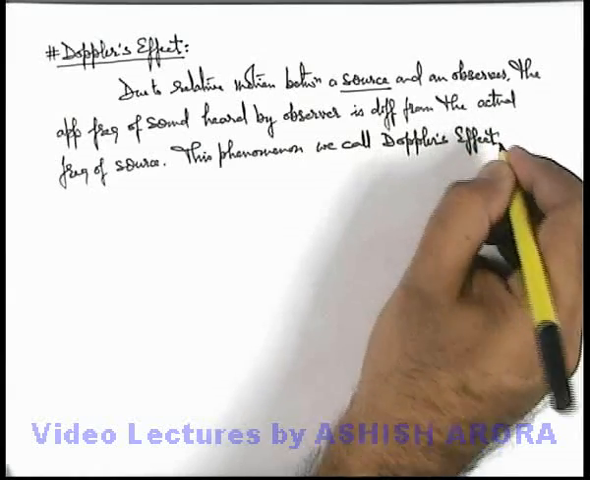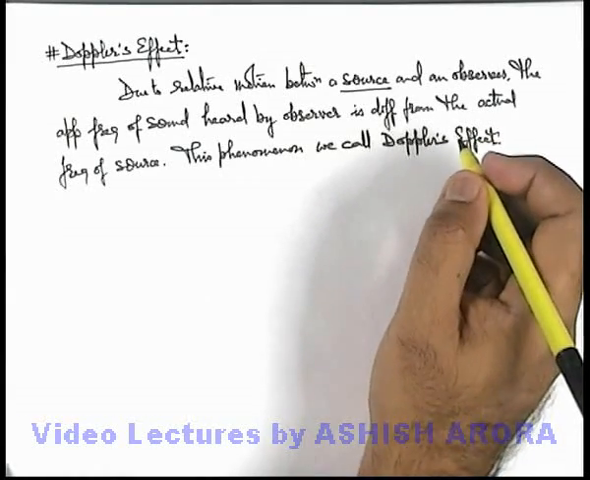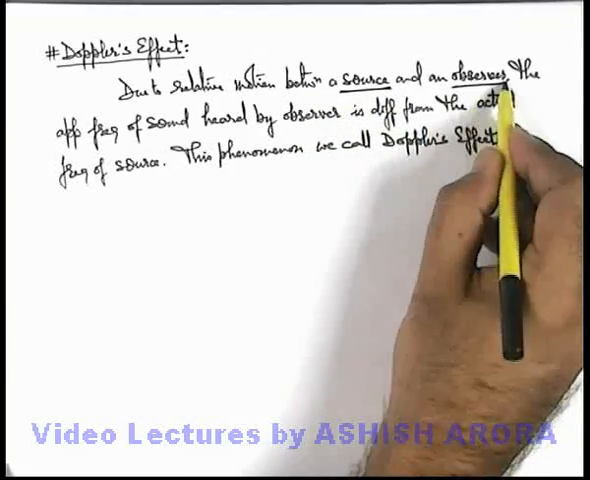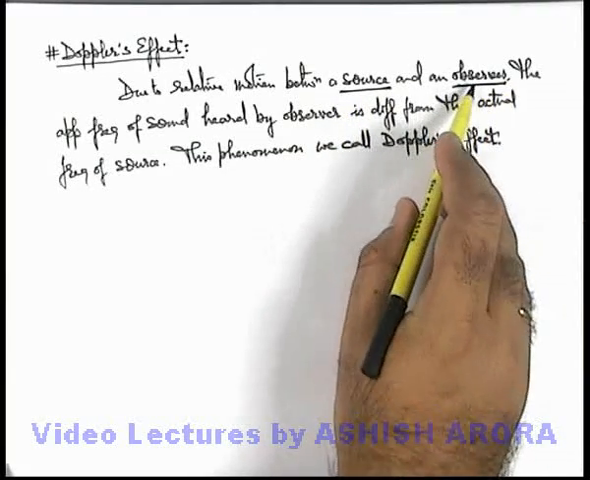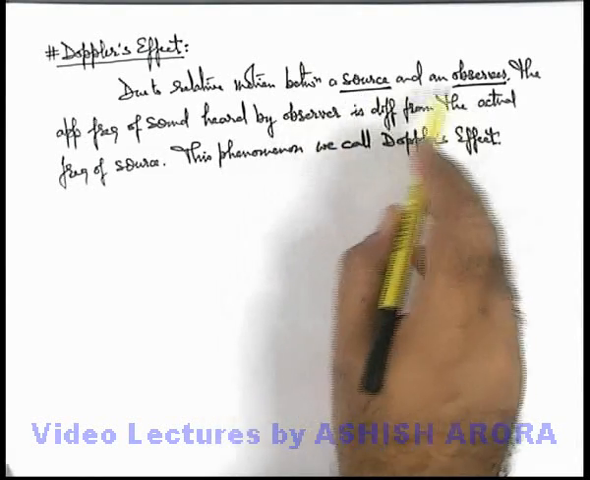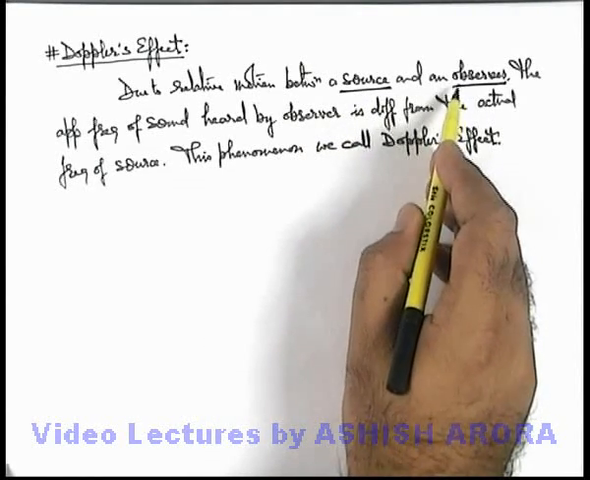That means Doppler's effect is simply a phenomena in which we can say whenever there exists a relative motion between a source and an observer, then observer will not hear the actual frequency which is produced by the source. It is slightly changed or modified.